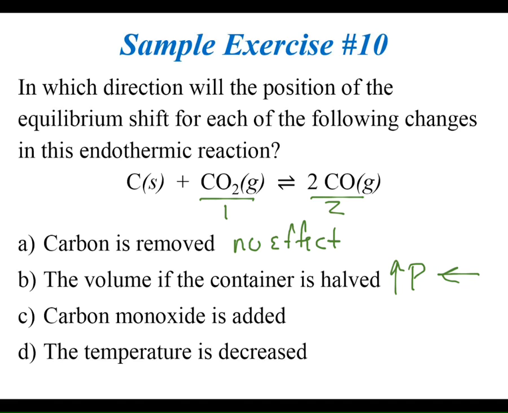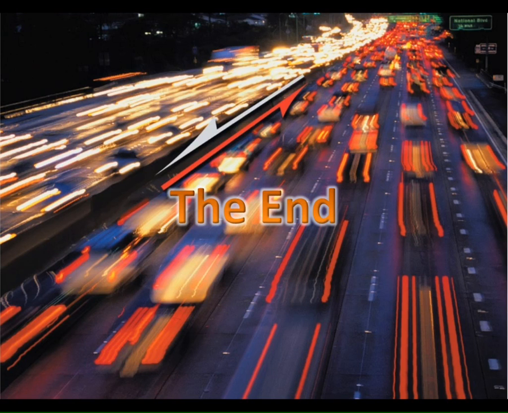Carbon monoxide is added. To the left. Temperature is decreased. Okay, it tells me it is endothermic, which means heat is a reactant. So if I remove heat, it has to go to the left to try to replace it. Yes. Yay, a whole chapter in one lecture. Awesome. Okay, I'll see you in 10 minutes.